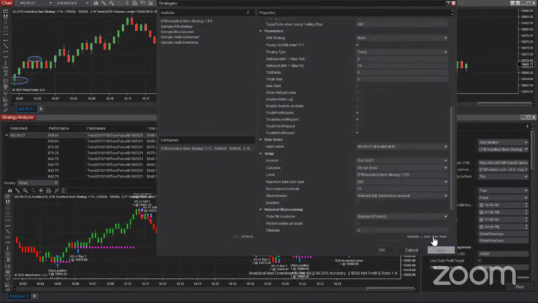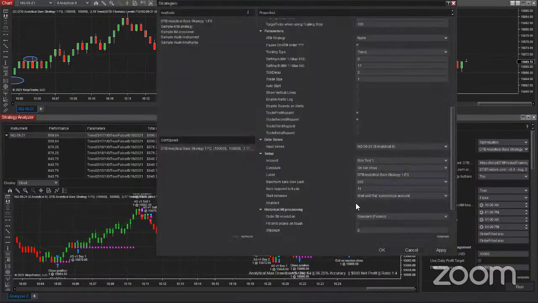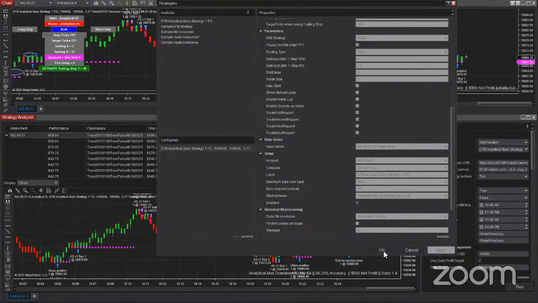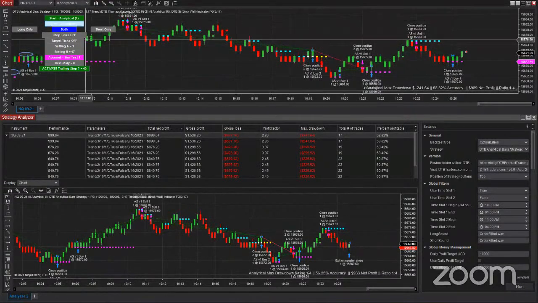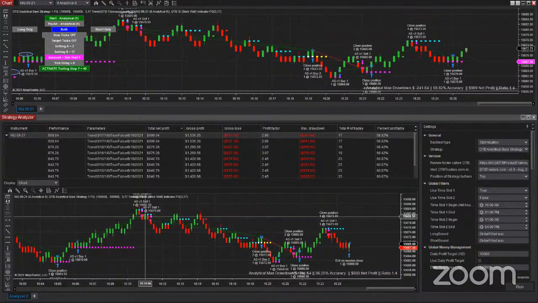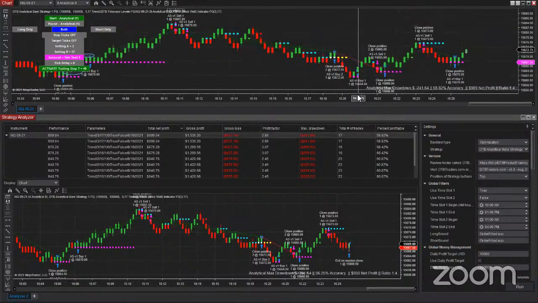Apply, go to my template, load up the new setting that I've got, and then enable, apply, and OK, and start. Boom. Okay, so now if I have a quick look, the chart on my analyzer is matching the chart on my strategy, so I know I'm good. Then we're waiting for the next signal.